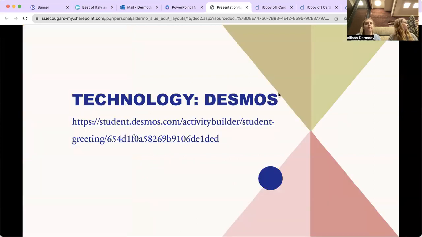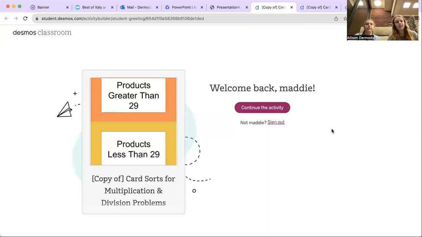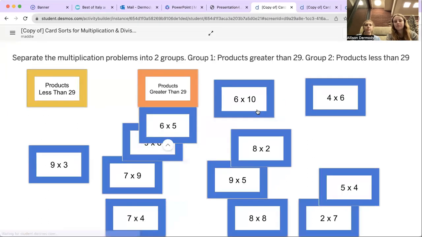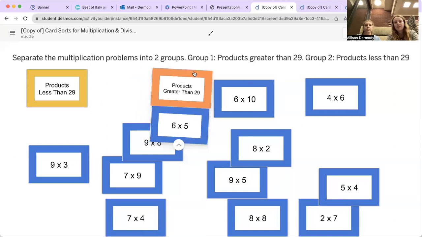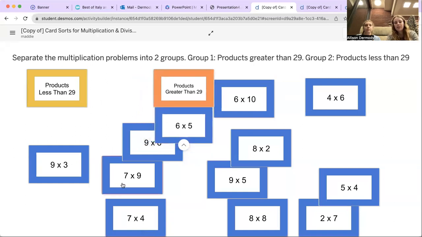Okay, now on to the actual technology. So this is just the link that is over here. As a student, you would go in and hit continue the activity. For the first readiness group, this is going to be students that are ready for problems with products greater than 29 and also less than 29. So students are going to have their 2 separate sections, and then they're just going to simply drag the problem to whichever the product will fit under.